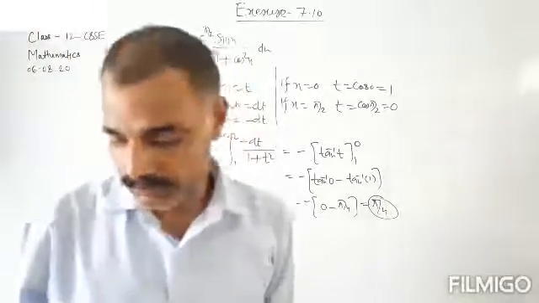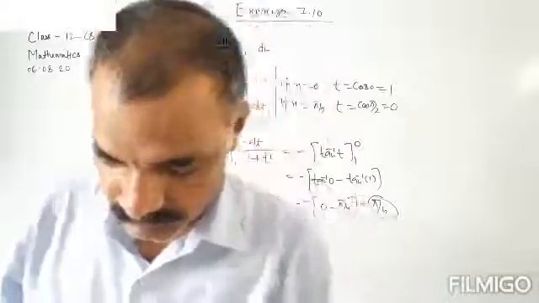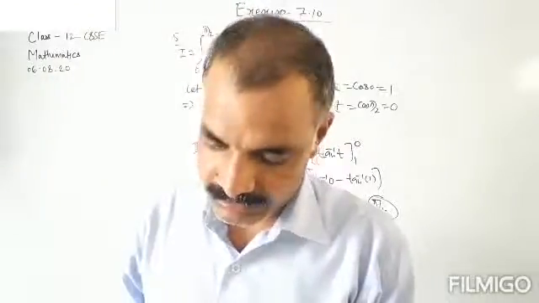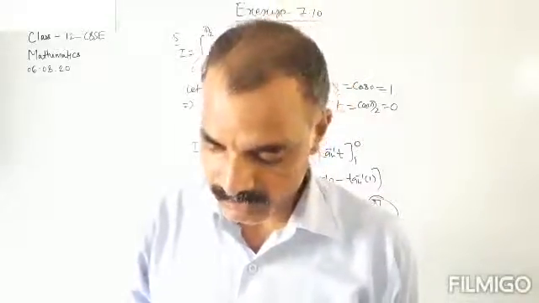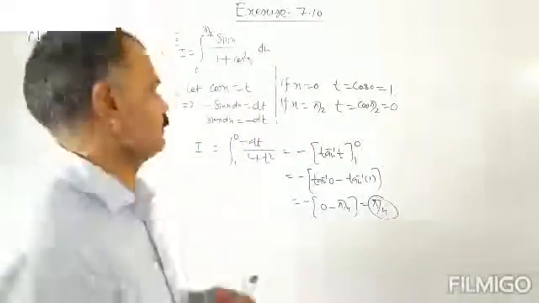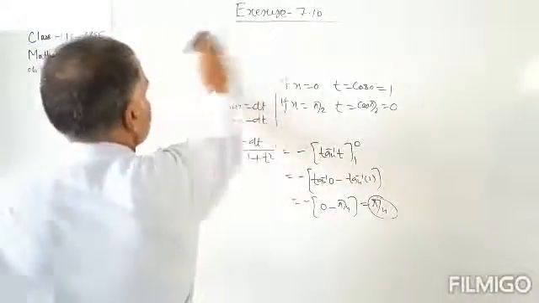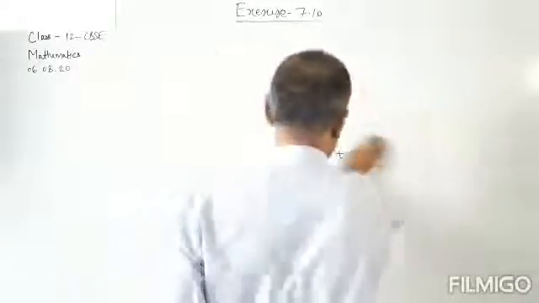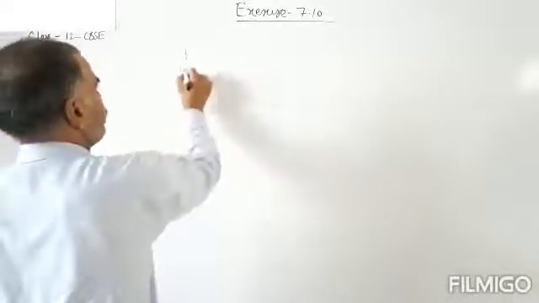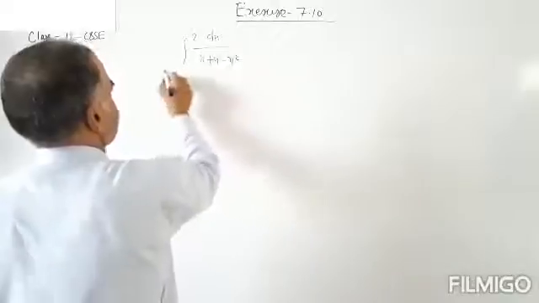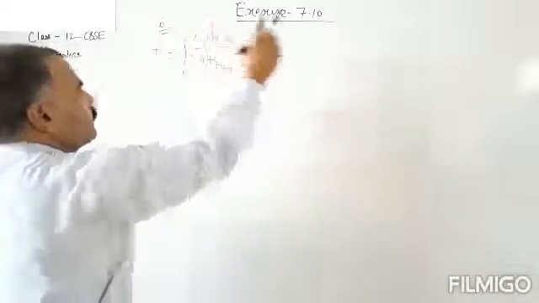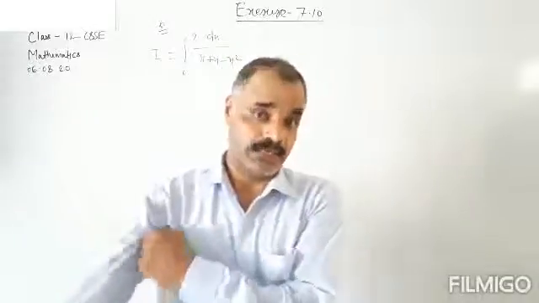Okay. Now we will take the next question. We are taking question number 6. Okay. 6 and 7 both are same. So we are taking question number 6. Write down question number 6, that is integration, limit varies from 0 to 2, dx upon x plus 4 minus x square. This is question number 6 of exercise 7.10.